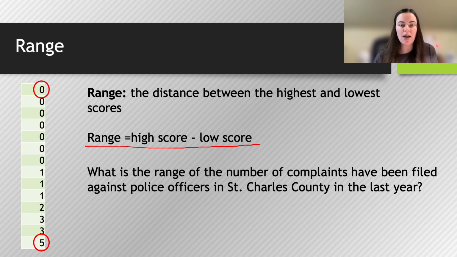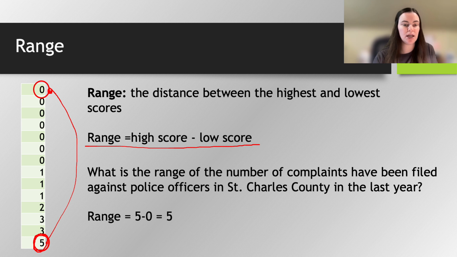So let's say that I was interested in knowing what the range of the number of complaints that have been filed against police officers in St. Charles County in the last year. All that I have to do is take my highest value, which was 5 complaints filed against one officer, and subtract that by my lowest value, which was 0 complaints, to get a total score range of 5. And that's all you have to do. Again, just that highest value subtracted by the lowest value.